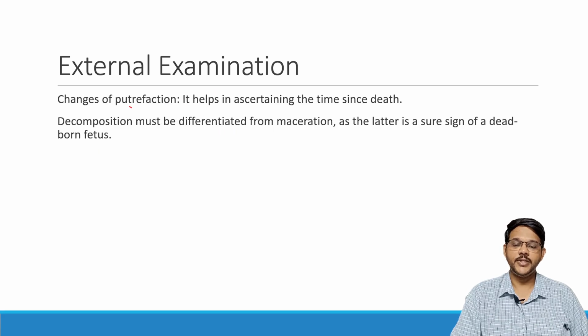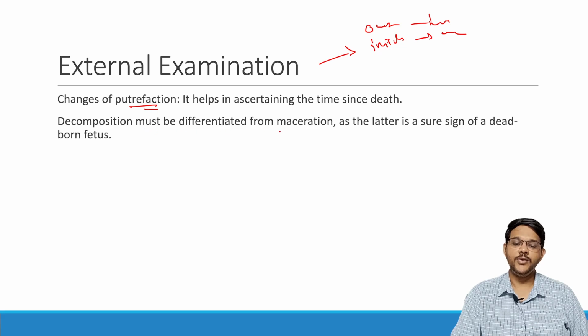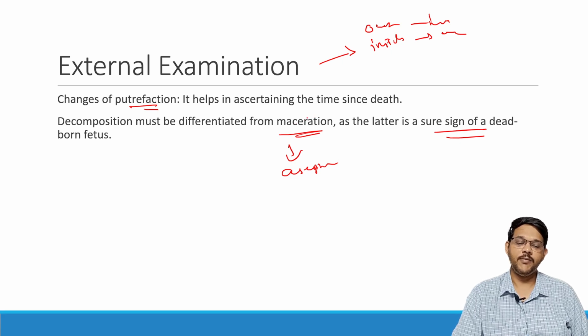Then you look for putrefaction changes. Putrefaction occurs mainly because of the presence of bacteria in the gut, but since the gut of a newborn infant is sterile, usually putrefaction occurs from outside to inside if the infant dies immediately after birth. But if the child survives a few days, weeks or months, then putrefaction will start from inside to outside. There is also a condition called maceration, seen in a dead born child. This is a form of aseptic putrefaction, which occurs inside the womb of the mother, where the child has died inside the womb.